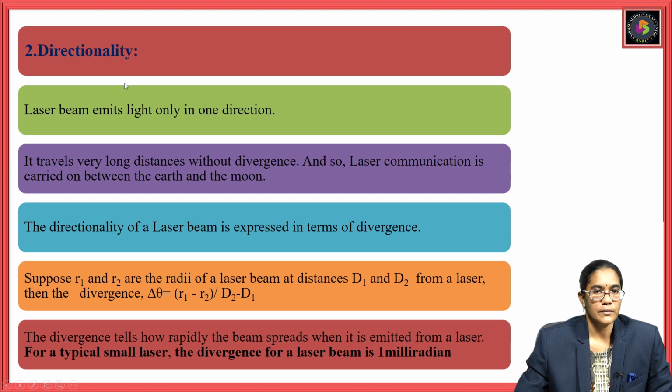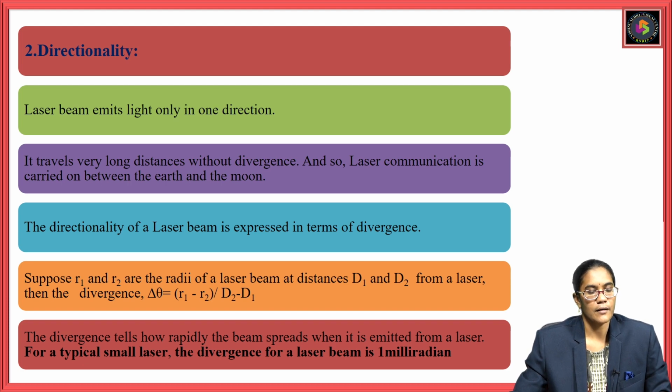So the next important property is directionality. The laser beam emits light only in one direction, and the laser light can also travel very long distances without spreading. That's why, with this property, laser communication is carried on between the earth and the moon. And the directionality of a laser beam is generally expressed in terms of divergence.